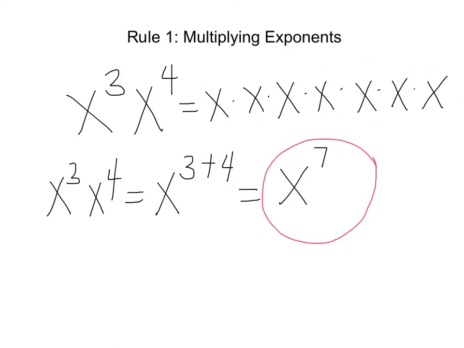So the rule is that if you have two of the same bases with different exponents or the same exponents that are being multiplied together, you can add the exponents, and you eventually get x to the 7th power. So this is the simplifying rule for multiplying exponents.